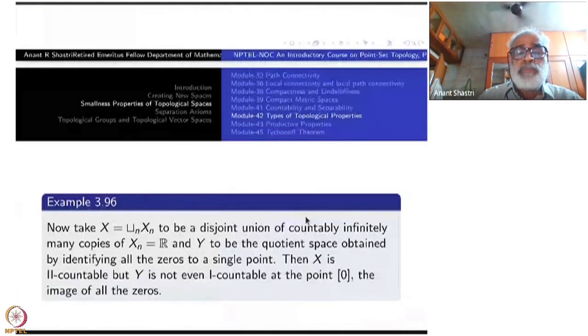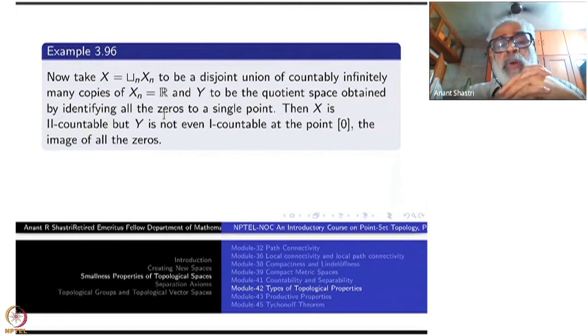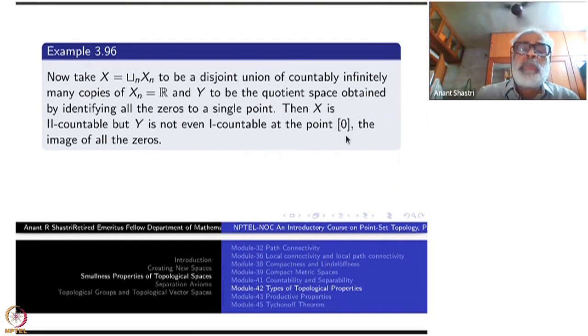Okay, so that is my example here. X equal to the disjoint union of X_n, countably many copies of R. And Y to be the quotient space obtained by identifying all the zeros to a single point. Then X is second countable, but Y is not even first countable. At that point 0, which is the class of all the zeros, the first countability fails.